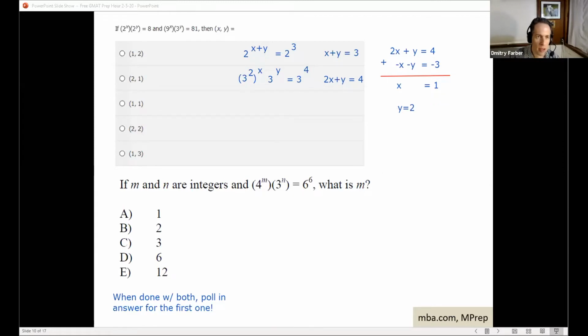And our answer is okay. So we can do a similar thing on the second one. If we know that 4 to the m.